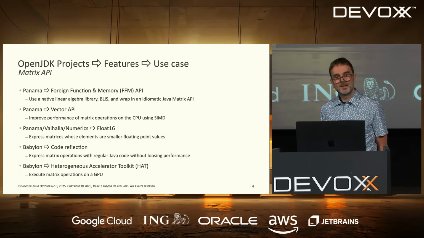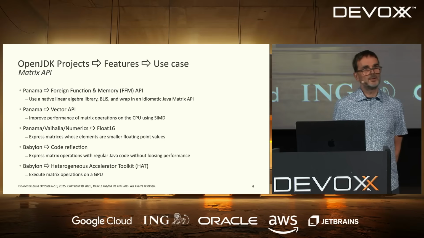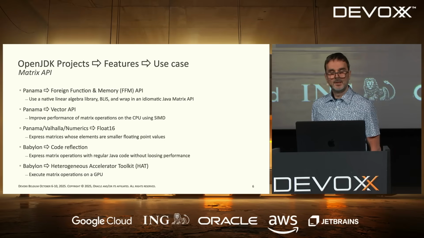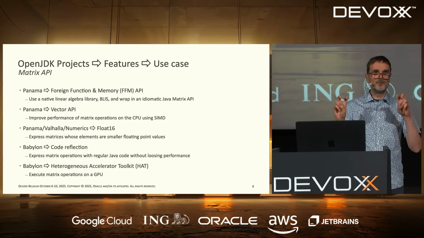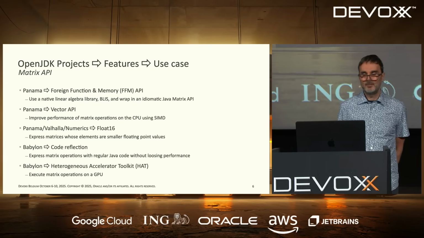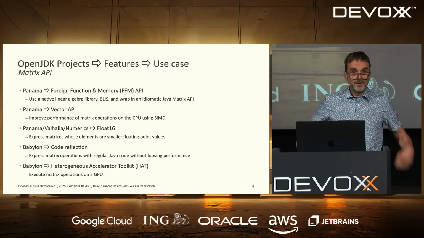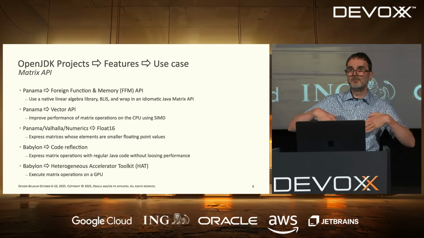Okay, so here's what I'm going to try and do. I'm going to try and talk about the projects, the features they enable, and I'm going to try and focus them on a use case. And the use case is a matrix API, which you can think of as a prototype NumPy-like API. And I'm going to explain each of these features and how they can be used and build on top of each other to get better and better solutions, both for the developer productivity and program performance.